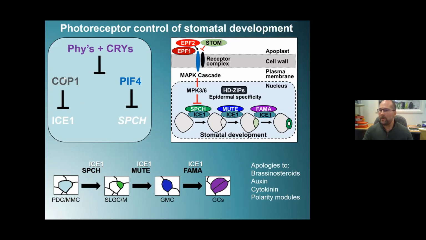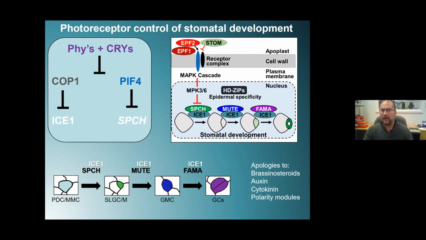But there was some other work coming out around the same time, from Phil Wigge and Dominique Bergmann. They were able to show that PIF4, which stands for phytochrome interacting factor 4, a transcription factor that is negatively regulated by the phytochromes, binds to the SPEECHLESS promoter and inhibits SPEECHLESS transcription under higher temperature conditions.